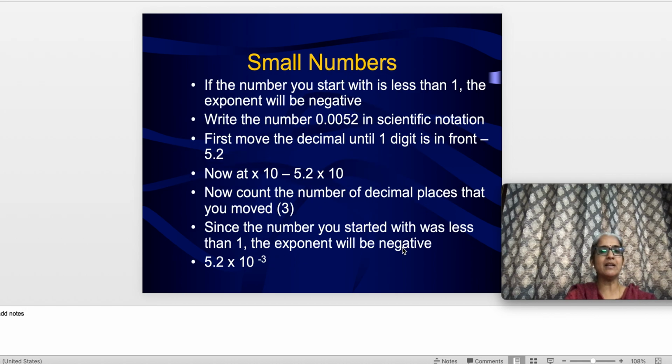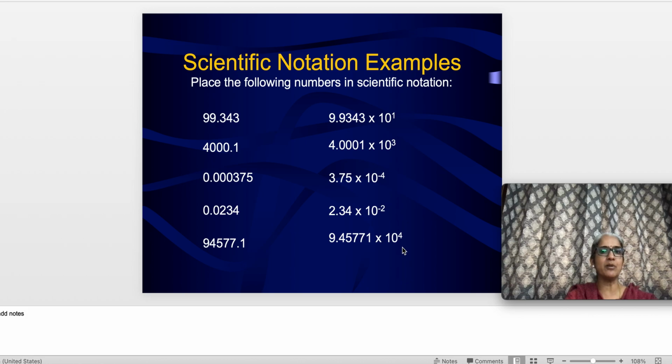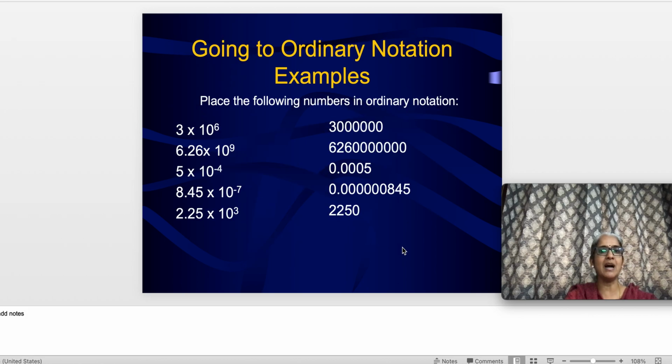So let me first introduce you to the format and then tell you how to do it. So let's look at this. The format is: the first digit has to be a number between 1 and 10, and the rest of them have to be in powers of 10. For example, 3 is followed by 6 zeros in the first example.